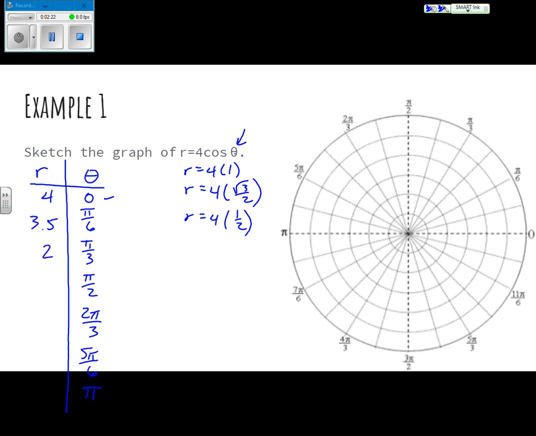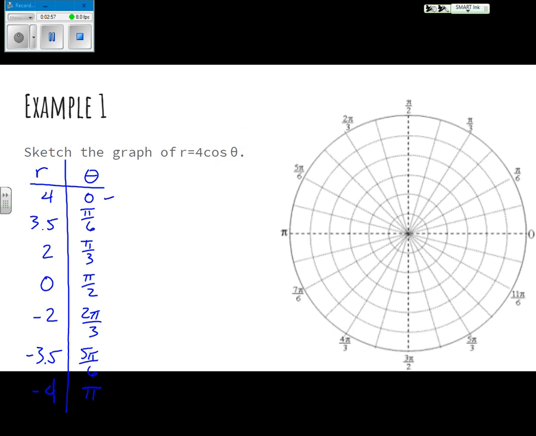Okay, so it's 2. And some of these you can just do in your head. Cosine of pi over 2 is 0. 0 times 4, well, 0 times anything gives me 0, including 4. 2 pi over 3, well, if I plug in 2 pi over 3, I get negative 1/2. I get negative 2. 5 pi over 6, I get negative square root of 3 over 2. That would be negative 3.5. And if I plug in pi, see, cosine of pi is negative 1. Yeah, it gives me negative 4. Okay? So there's half the points that I want.